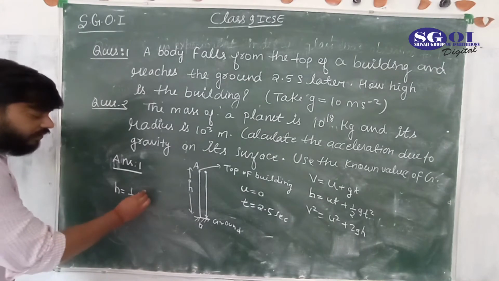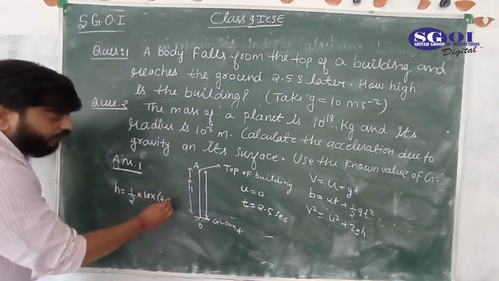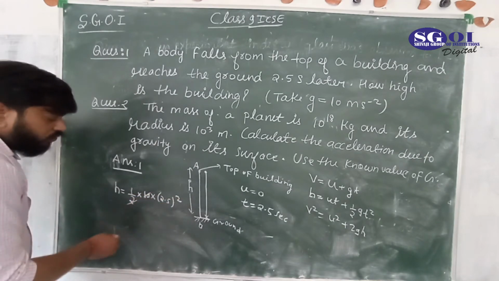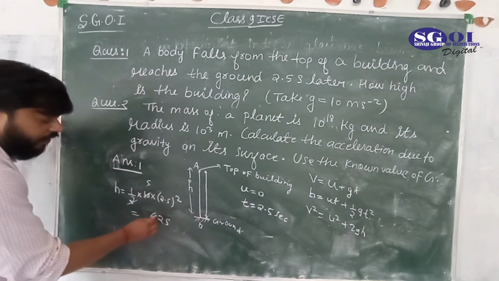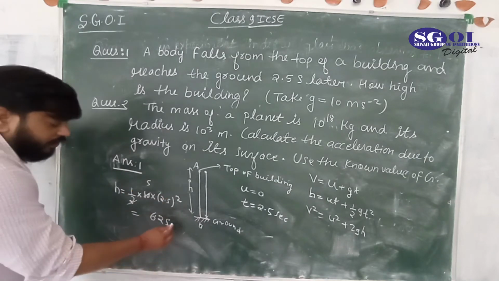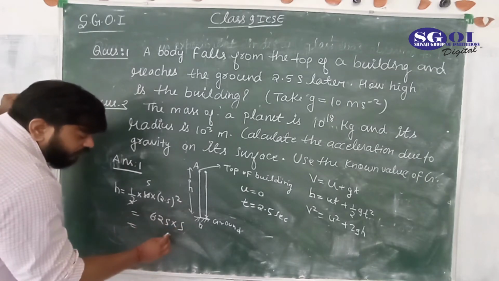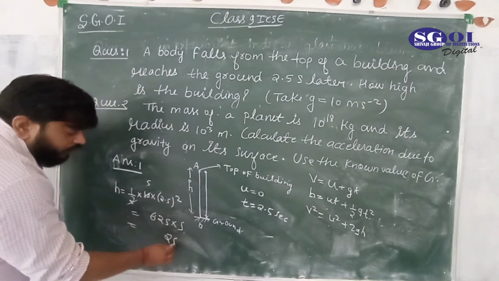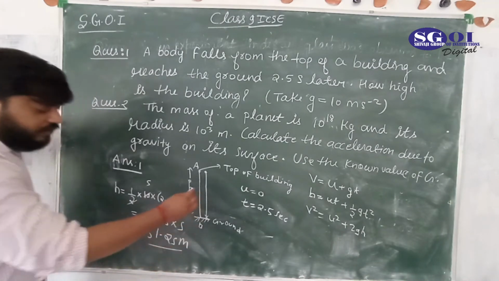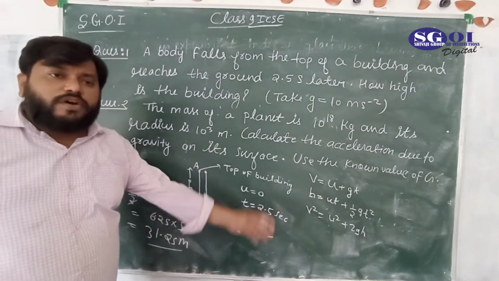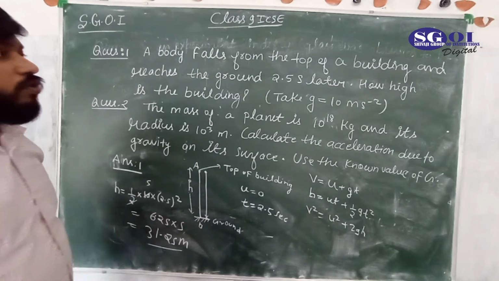So half g is 5, and t is 2.5, so 2.5 square. 25 square is 625, and after two decimals, 6.25 into 5. Just multiply: 25 times 5 is 125. So it is 31.25, and in the SI system it is meters. So this is the solution of this first numerical problem. I think you got my point here.